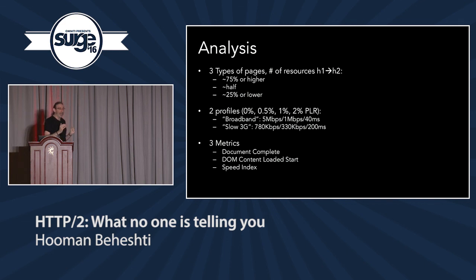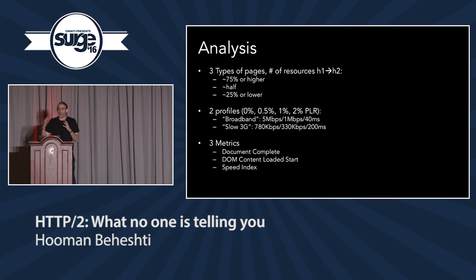But I did decide that I need to limit the data set to something that's analyzable. So I divided the pages into 3 different types. There were a few pages where 75% or more of the requests for assets were moving from H1 to H2. The second bucket was about half the requests, and the third bucket was 25% or less.